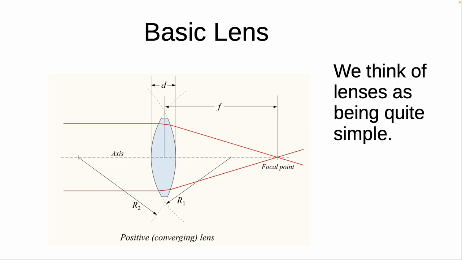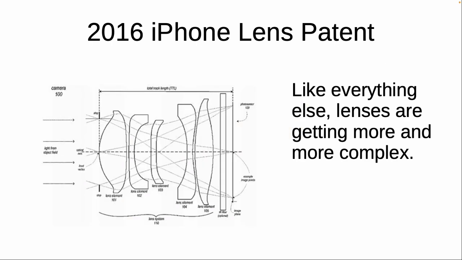We have lenses. In college you may have studied traditional lenses, something like this. But of course, like everything else in the pipeline, it just gets more complex. So here we have the 2016 iPhone lens patent. The interesting thing is the design tools are much better now, and so one can actually design and calculate how these lenses operate.